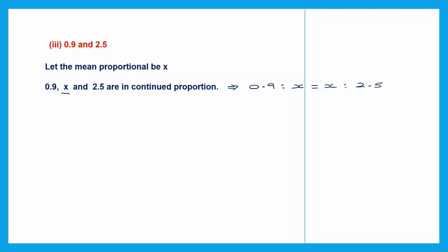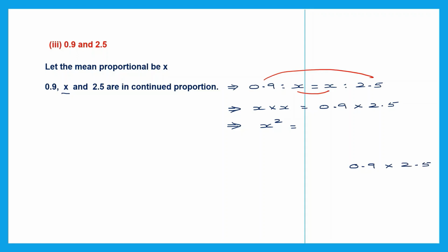Now we have to look for the product of extremes and the product of means. So what do we have here? Product of means, let me write first, x into x, is equal to product of extremes, which is 0.9 into 2.5. So x into x is x square, and here 0.9 into 2.5. So let's take that 0.9 into 2.5. This is multiplication of decimals.